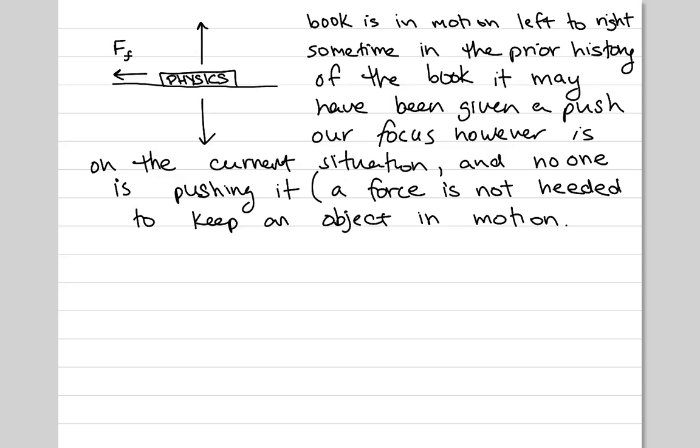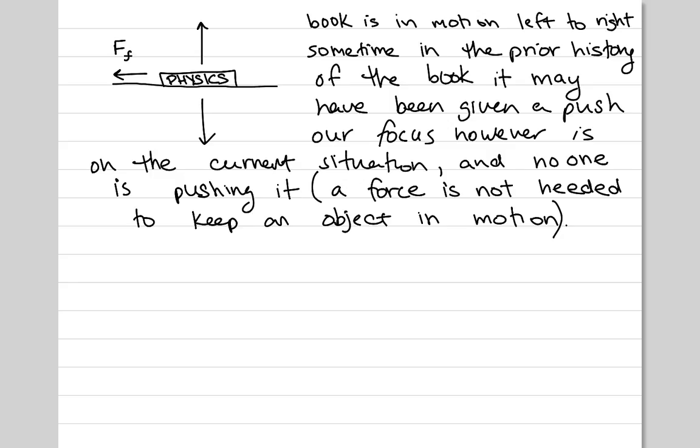Okay, so this is important to note, this thing in the brackets at the end. A force is not needed to keep an object in motion. Okay, so some prior history of the book, some force is applied. The book continues to move, even though the force is no longer being applied to it. Then the book slows down. So it's accelerating. If the book is slowing down, it's accelerating. That acceleration and the force vector that goes with it has to be drawn in the same direction.